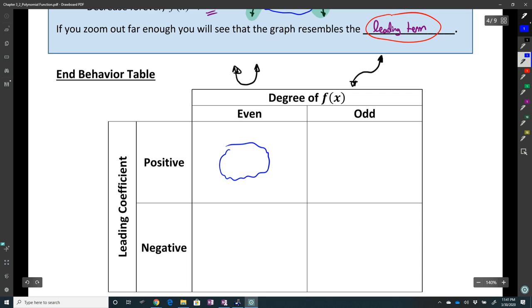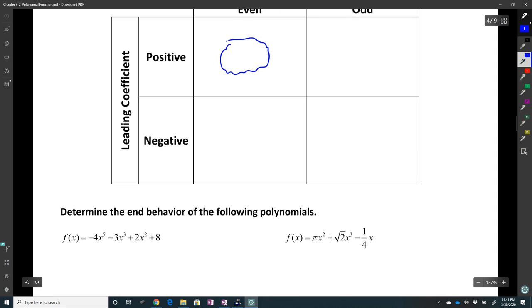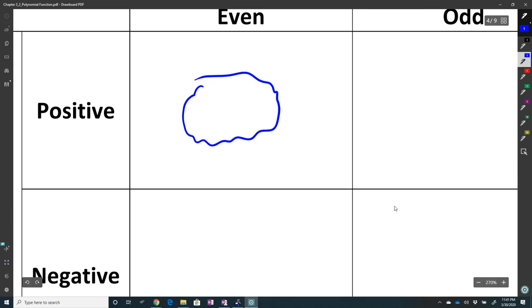here's my cloud of stuff. And remember, when I say stuff, that's where the graph looks, where they don't look anything alike. So these are all your x-intercepts, y-intercepts, peaks and valleys. But after you're done with all that, if it's even and positive for the leading term, the graph is going to look like that.